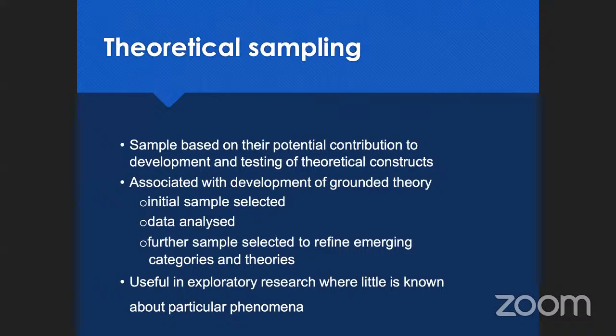In theoretical sampling, the sample is based on their potential contribution to the development and also the testing of theoretical constructs. It is also associated with the development of a grounded theory on the initial sample selected and the data that are analyzed, with further samples that are selected to refine the emerging categories and their theories. So this is useful in exploratory research where there is little knowledge about a particular phenomenon.